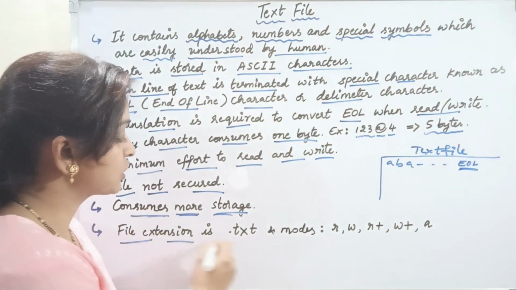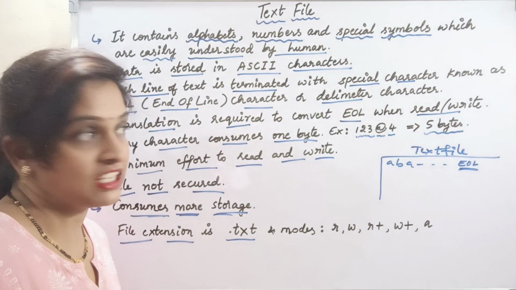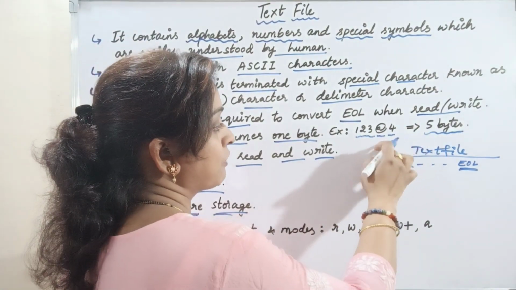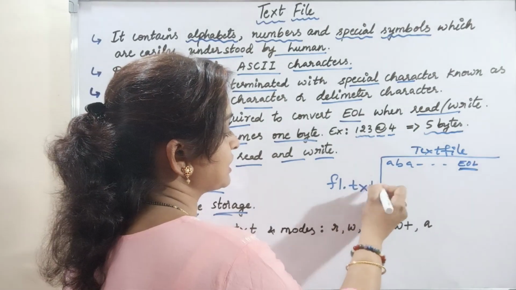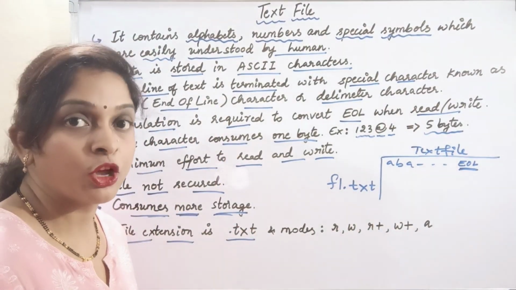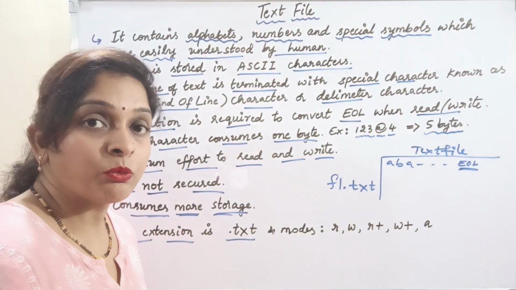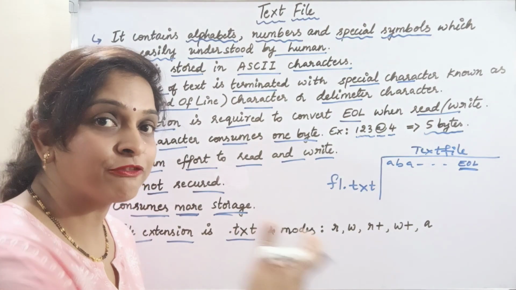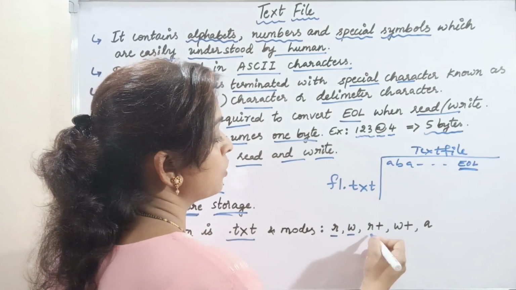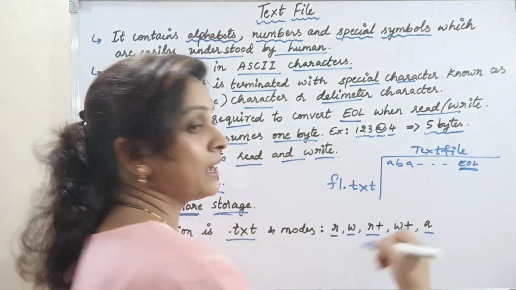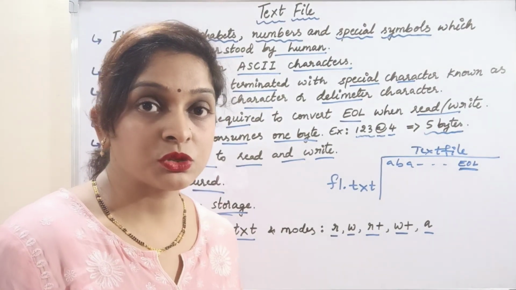Finally, what is the extension? It is .txt. So for example, if I give a file name for this, I can just say f1.txt or file1, some name, .txt. And what are all the modes we can apply for these kinds of text files? It is read mode, write mode, read plus, w plus, append plus, and so on. So these are all the modes.